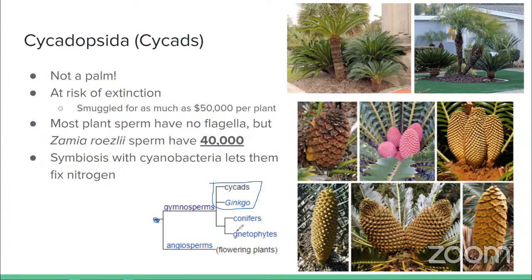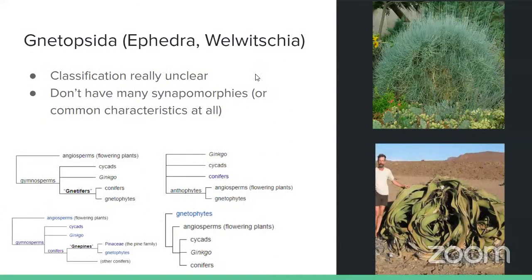Recently, the most recent hypothesis is that this next group that we're going to talk about, the gnetophytes, is actually a sister group to the conifers. So the gnetophytes are going to look even weirder. There's a lot of back and forth and a lot of debate about how these groups are all related to each other. So the Gnetopsida has really unclear classification.